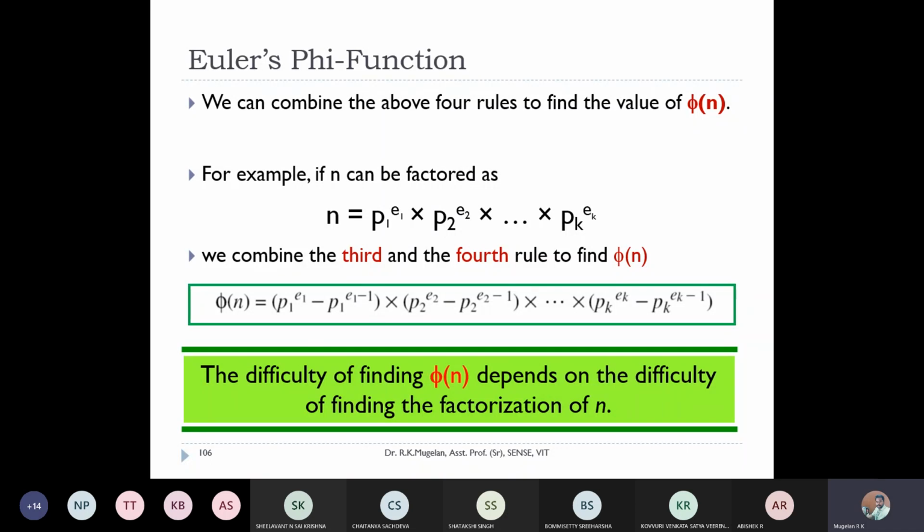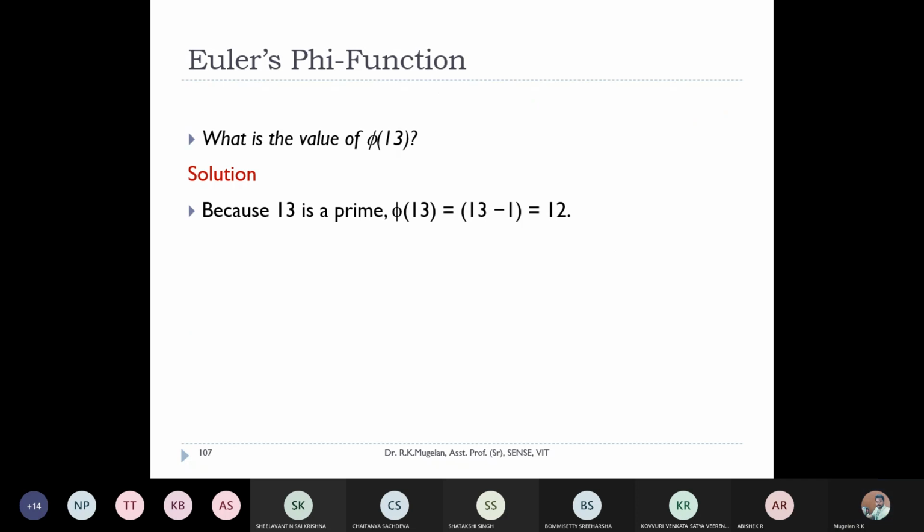And then also, this is how this fourth property has been formed. Suppose they're asking you to find the value of phi of 13. So 13 is a prime number. You can use your second property there. So phi of 13 is 12.